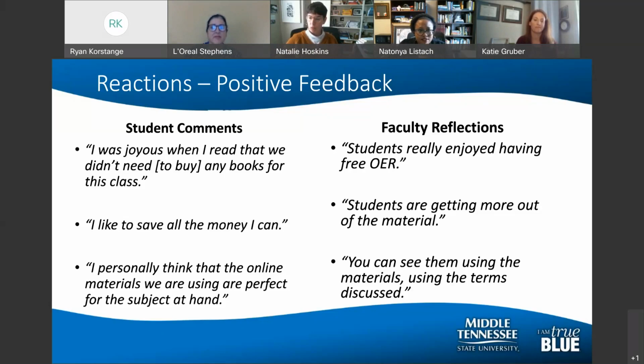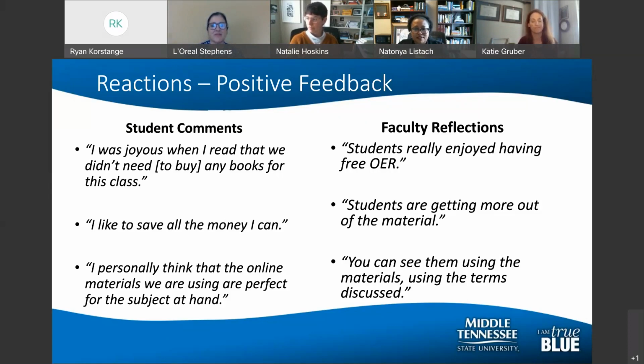We as faculty also had some positives that we noted. We had happy students. That's always great. Students really enjoyed having that free OER, which helped them to utilize those materials in the class. We see students are getting more out of the material. We can see them using the terms that were actually discussed in the text in their own discussion boards. We could see them utilizing them in their own speeches, the way that we hoped that they would do when we were using the textbook. They just seem to be using it more.